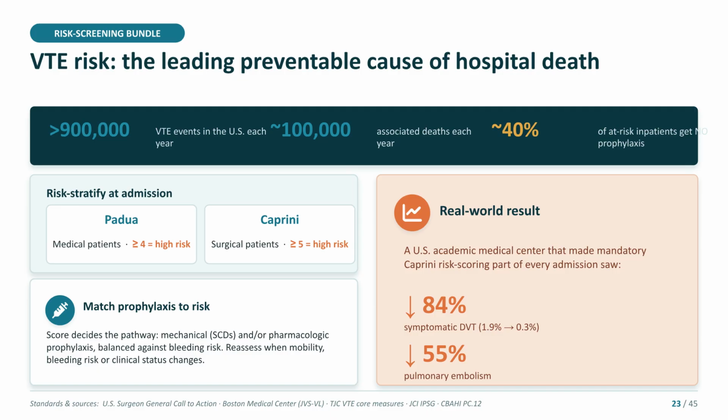Risk stratification upon admission using the Padua or Caprini tools is mandatory. Once the risk is identified, we must align prophylaxis accordingly. Consistent application of these protocols is proven to drastically reduce symptomatic DVT and pulmonary embolism.